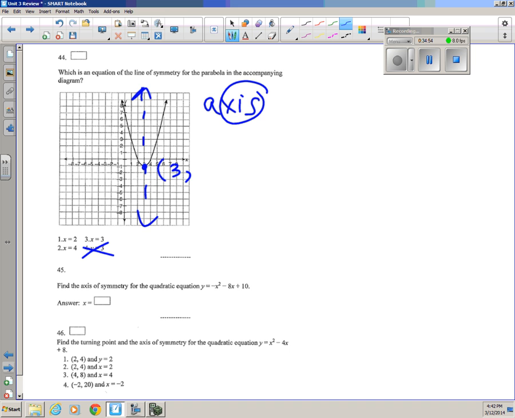The vertex, I'm just going to forget that. I'm not even going to write the vertex. The x-coordinate of my vertex is 3, so the axis of symmetry is x equals 3.